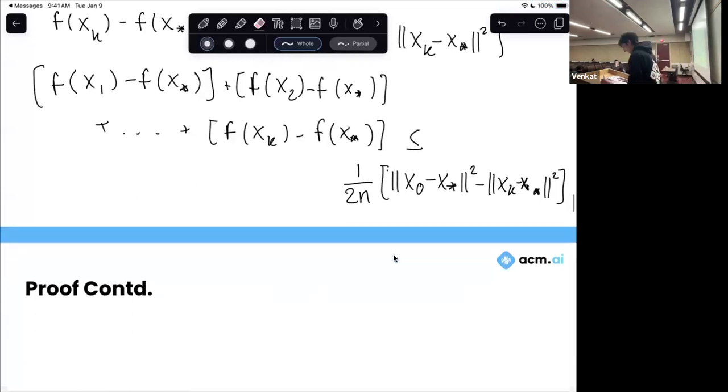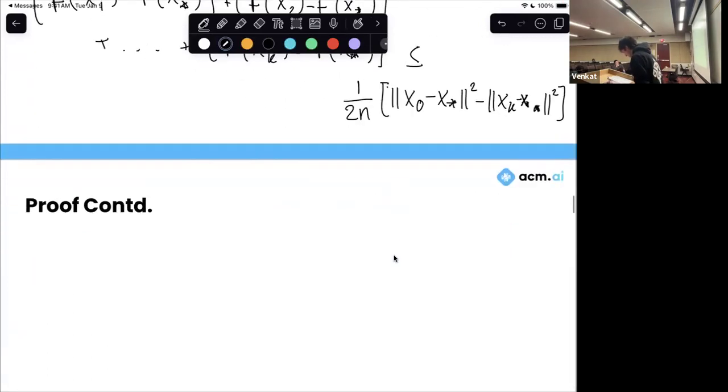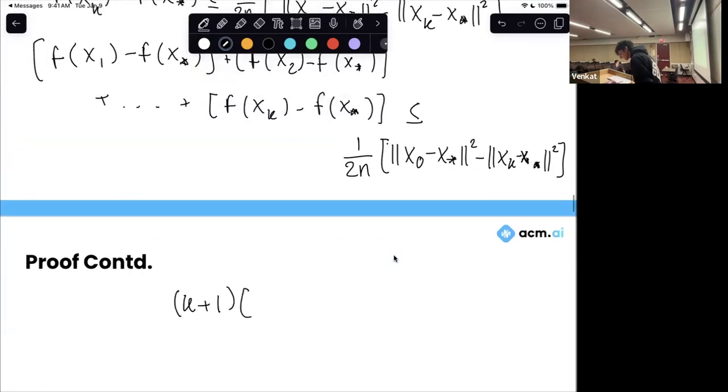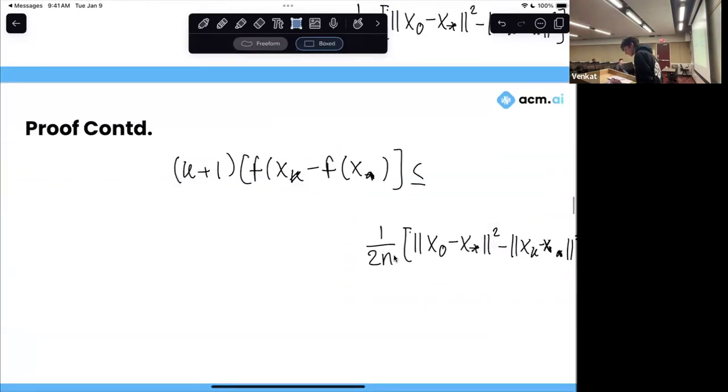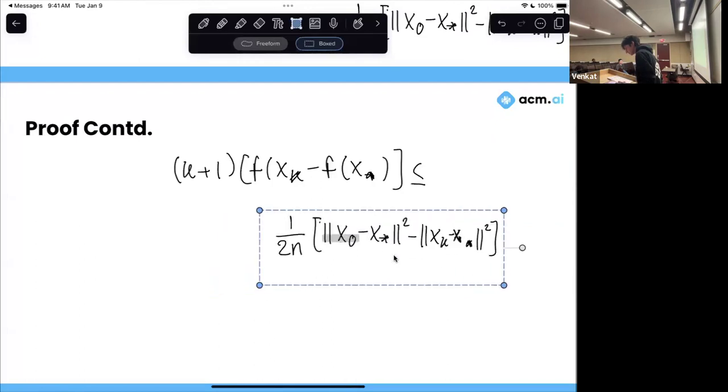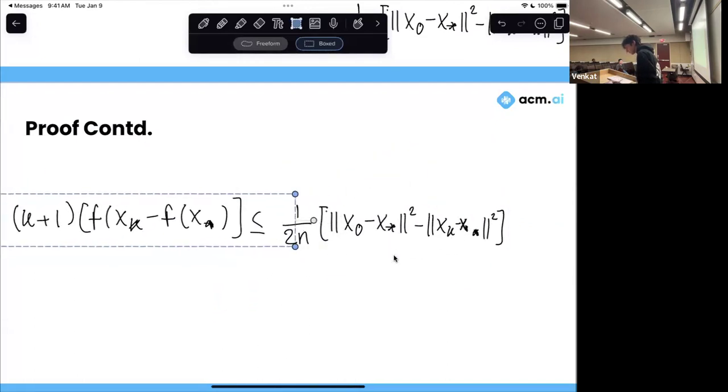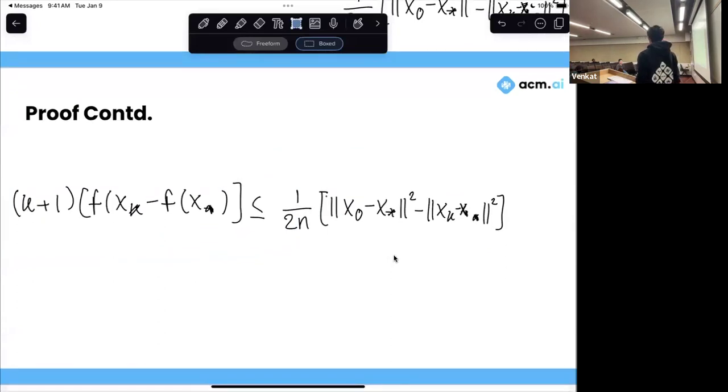Amazing. Let's go. So basically what we're going to get is k plus 1 times f of xk. Let me not rewrite all of that. Did everybody understand that logic that we just did there? Are we all good?